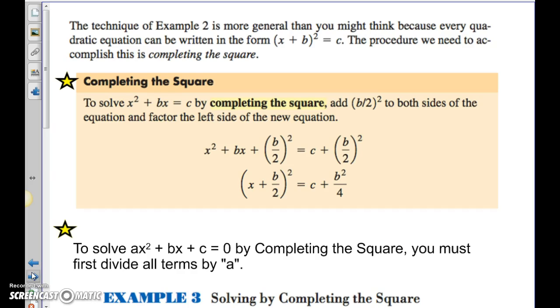The technique of example 2 is more general than you might think because every quadratic can be written in that form when we complete the square. Oh, yes, I love completing the square.